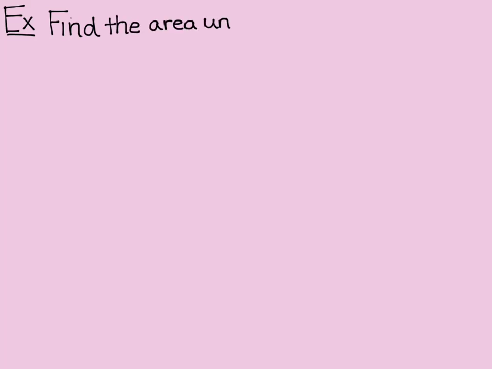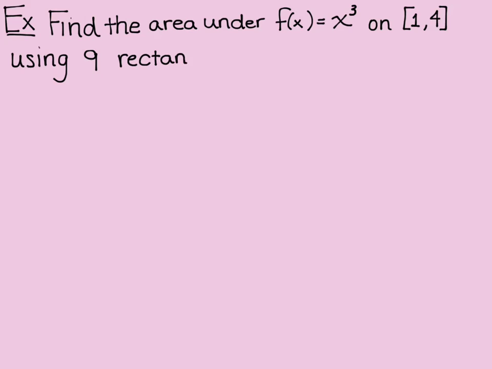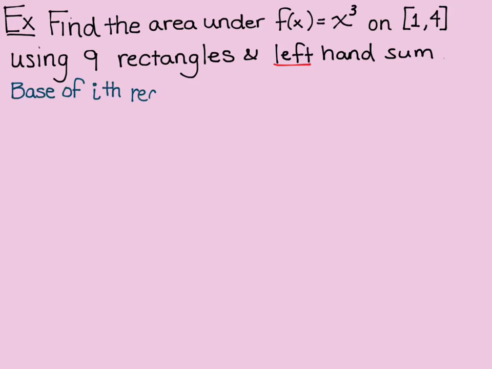Let's try another example. So let's find the area under f of x equals x cubed on the interval from 1 to 4 using 9 rectangles, and this time let's do the left-hand sum. The base of the ith rectangle is going to be the length of the whole interval, which is 3, divided by the number of rectangles, which is 9. So we end up with 3 over 9, or 1/3.